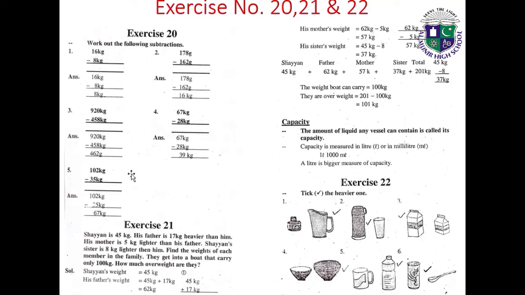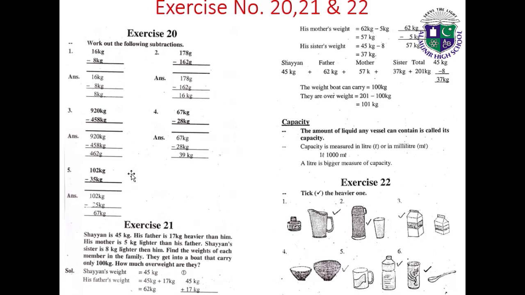Next exercise, exercise 21. Shayan is 45 kilogram. His father is 17 kilogram heavier than him. His mother is 5 kilogram lighter than his father. Shayan's sister is 8 kilogram lighter than him. Find the weight of each member in the family. They get into a boat that can carry only 100 kilogram. How much overweight are they?